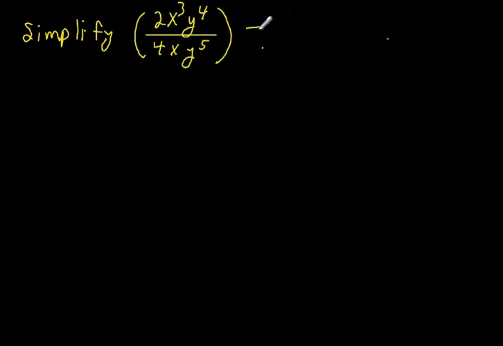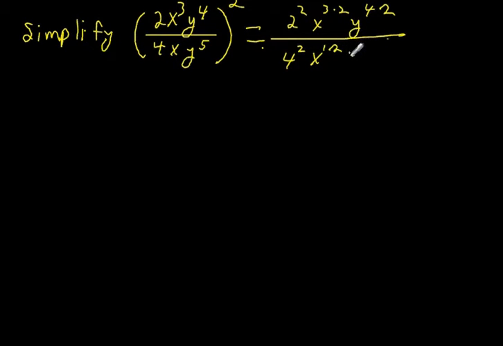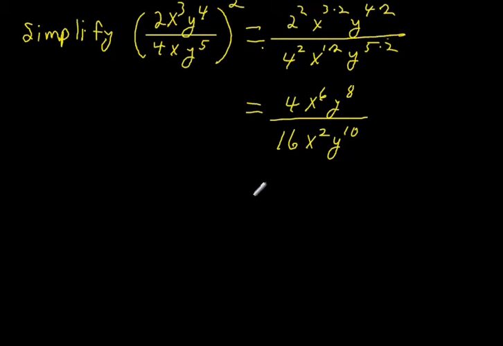In this problem, we will square this. So I'm going to do the same thing. I'm going to do 2 squared, multiply that times x to the 3 times 2, y to the 4 times 2. On the bottom, I'm going to have 4 squared, x to the 1 times 2, and y to the 5 times 2. That's going to give me 4, x to the 6th, y to the 8th. And on the bottom, I'm going to have 16, x to the 2nd, y to the 10th.